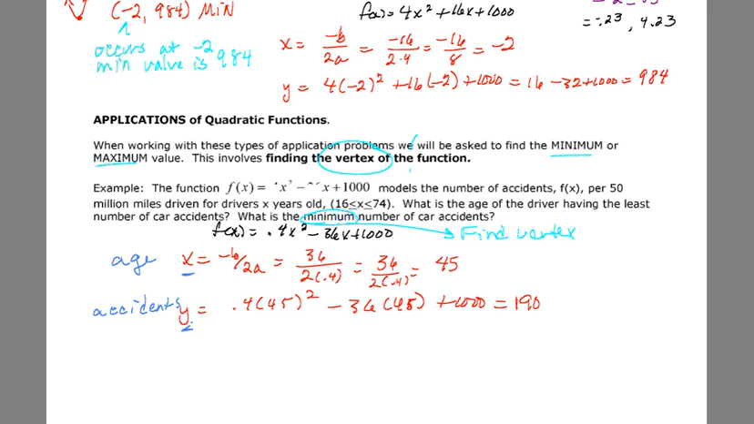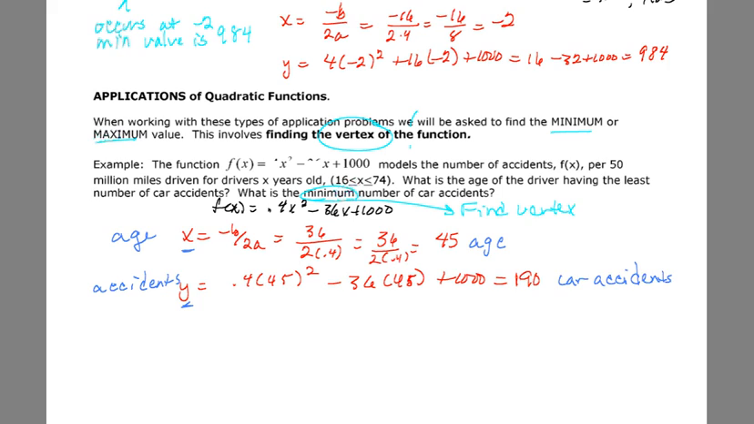So let's answer the questions. What's the age of the driver having the least number of car accidents? So that 45 is the age they're asking for because it's the x value. And then they're asking what's the minimum number of car accidents? This is the minimum number of car accidents. So that's the age that gives us the minimum number of car accidents. And the age is 45 and the car accidents is 190 there.